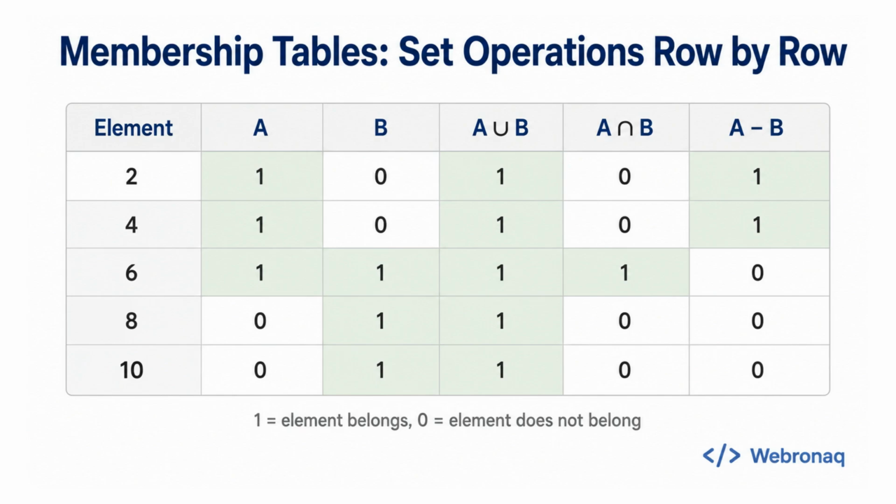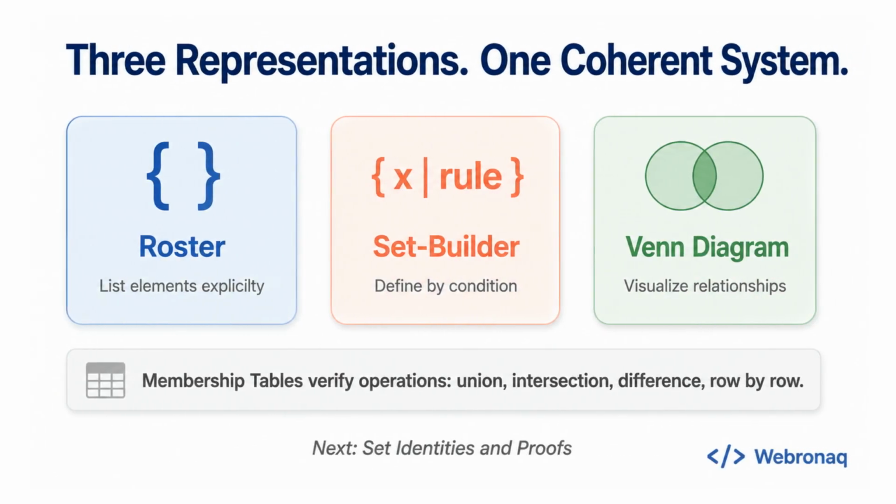Follow the same logic for every row, and the full picture falls out. Element 6 is the only row where both A and B equal 1, confirming that 6 is the sole member of the intersection. These tables make set operations mechanical and verifiable. Let's wrap everything up.